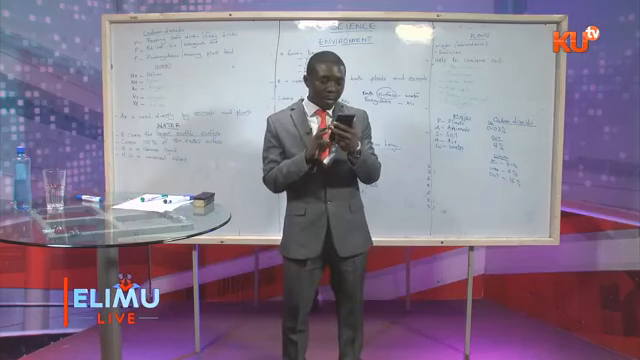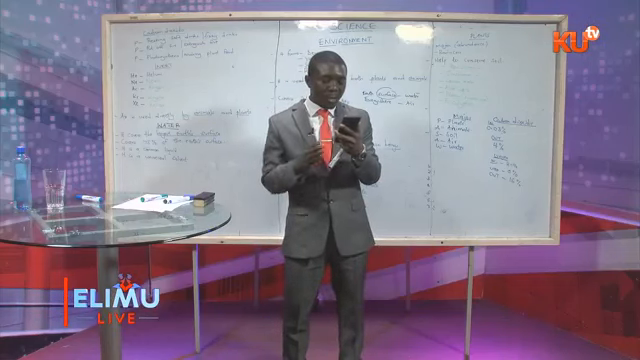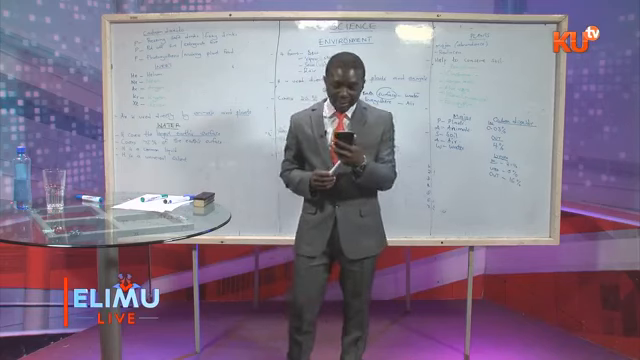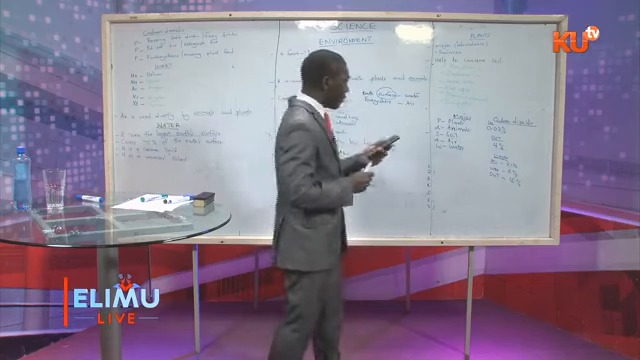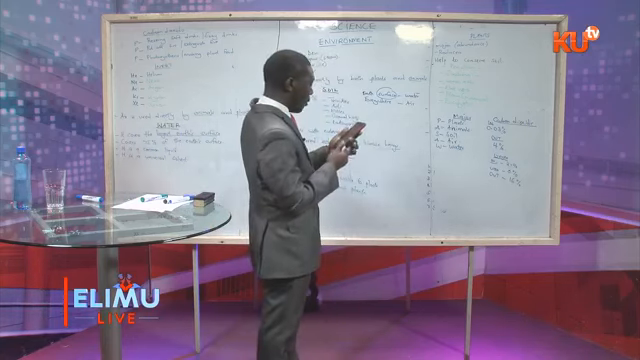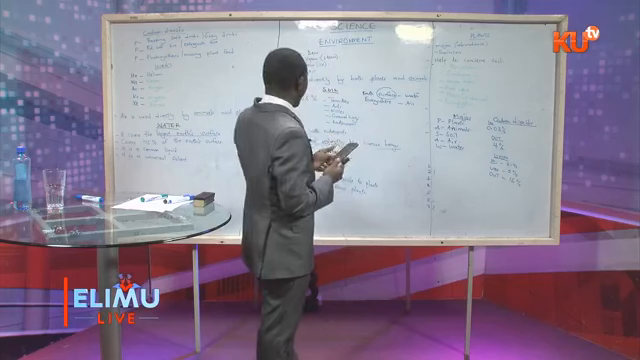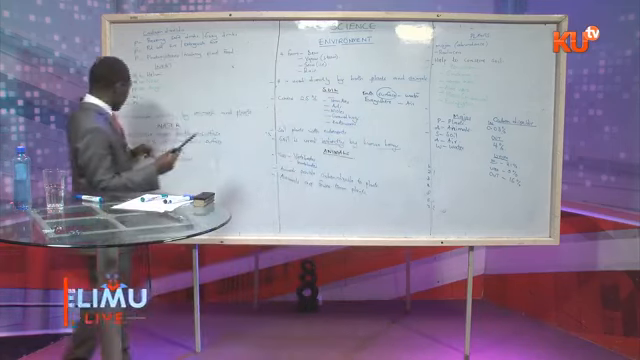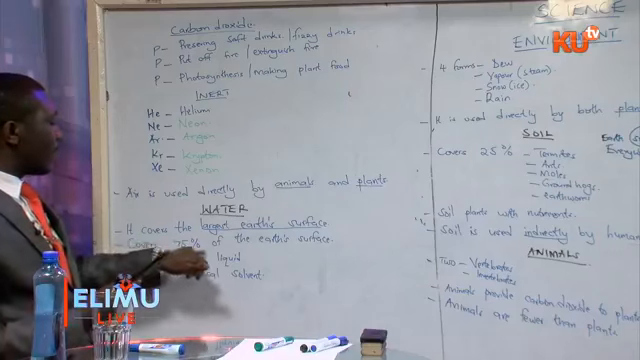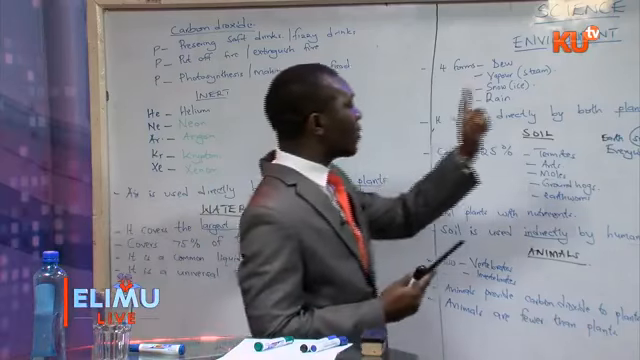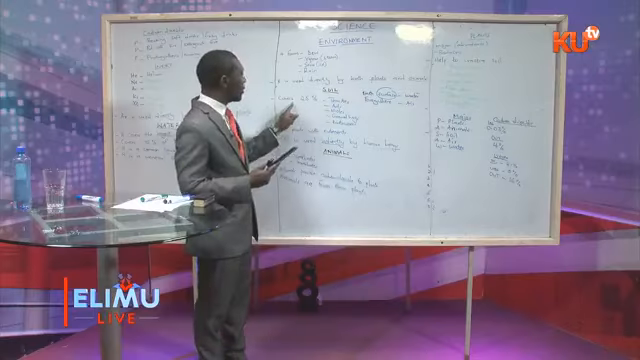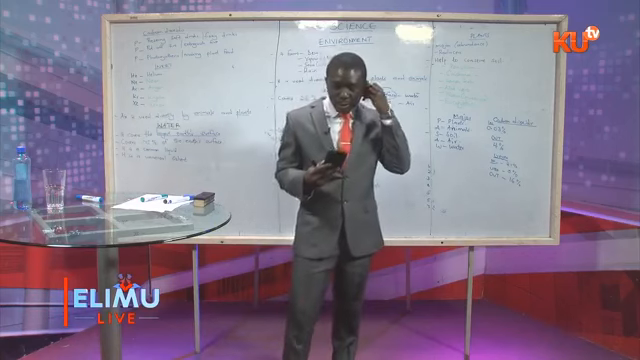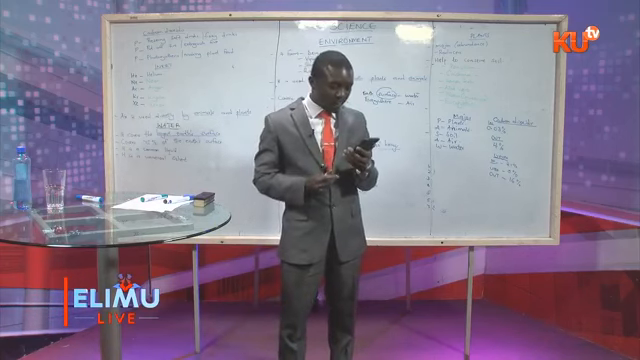Hey teacher, I am Rebecca from Kisii. Between soil and water, which one covers the largest percent of the Earth's surface? That's a good question, Rebecca from Kisii. Between soil and water, I said water covers 75% of the Earth's surface. And then soil covers the rest, which is 25%. So according to your question, the answer is water because it covers 75%.